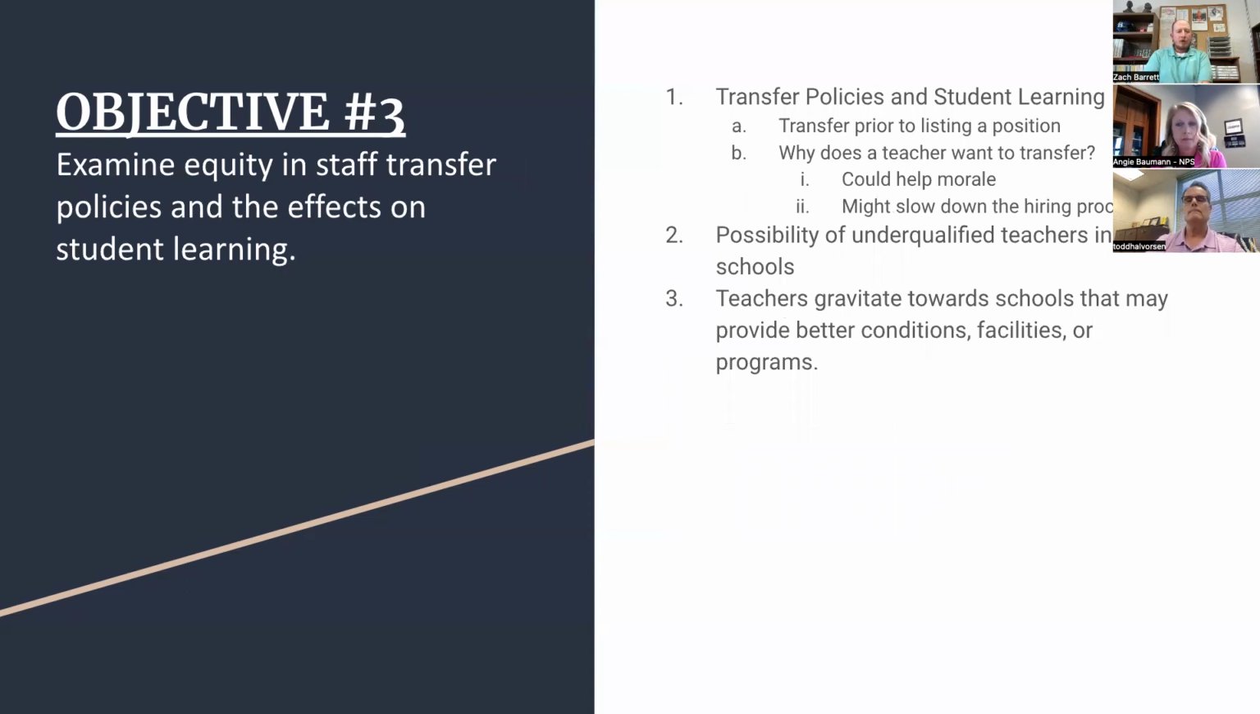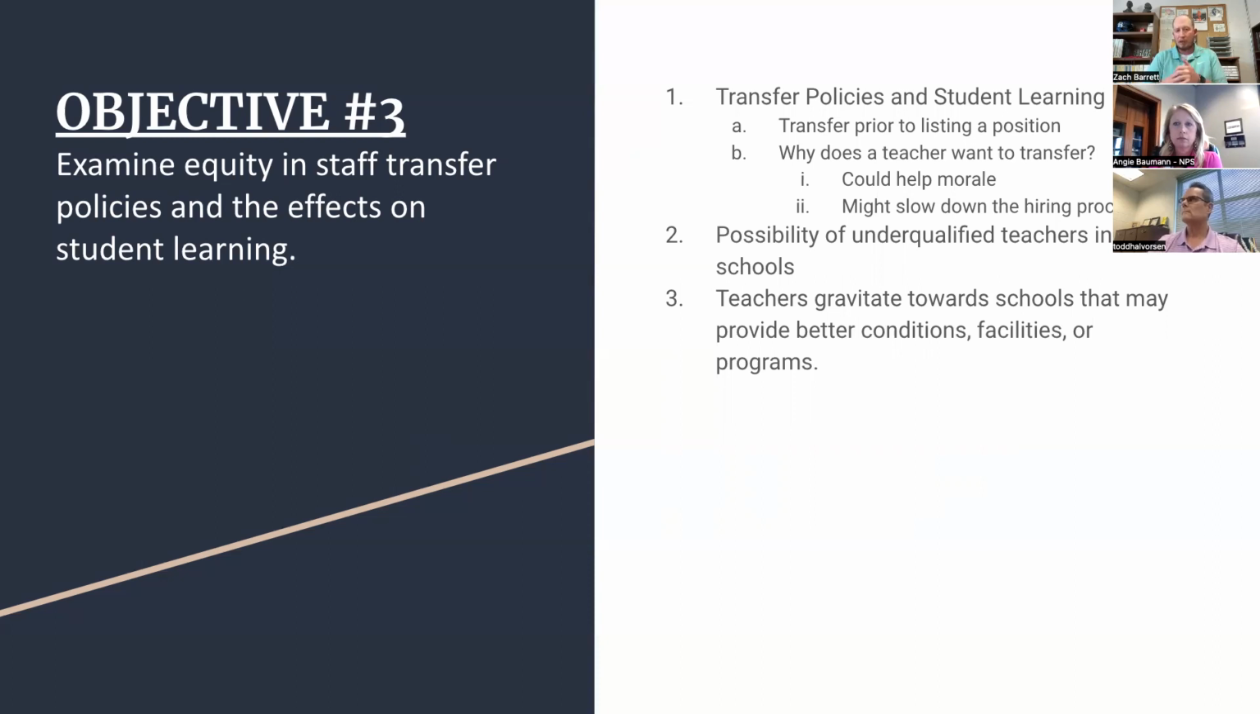All right. So the third objective here is examine equity in staff transfer policies and the effects on student learning. One of the things that the chapter talks about is that a lot of the movement for positions will be filled within the district, between teachers who will move from one building to another within the same district. So transferring happens often, and that's how a lot of positions do get filled. Then it dives into how to keep it as equitable as possible.